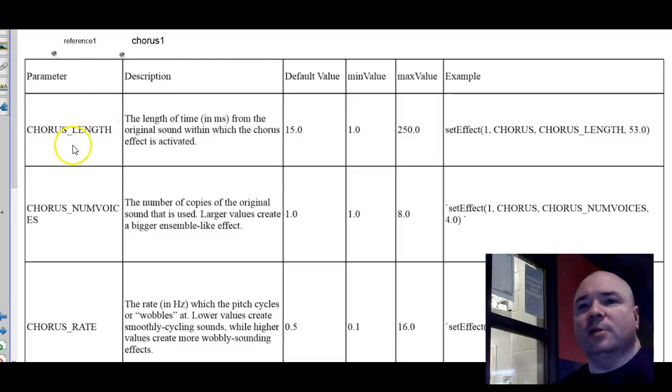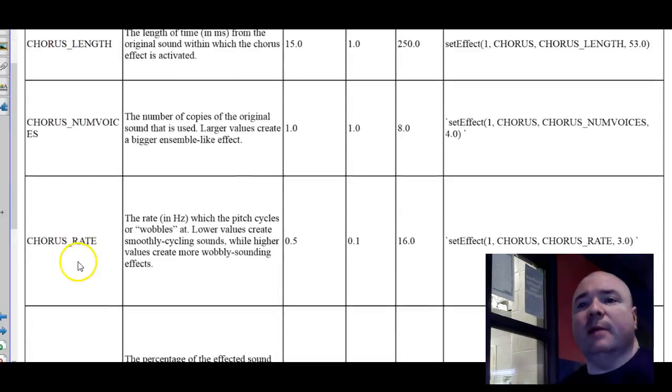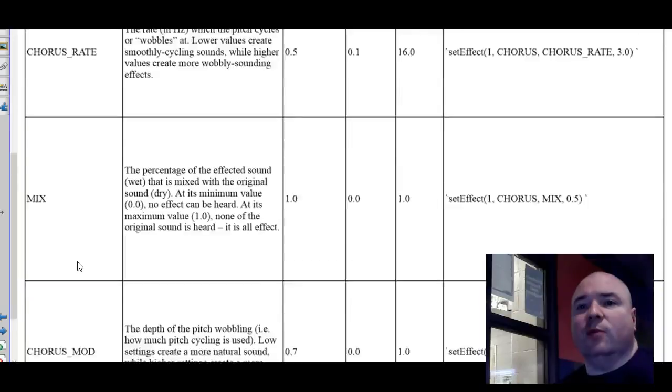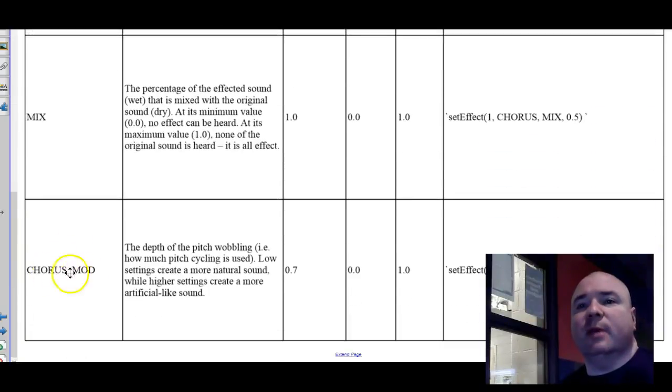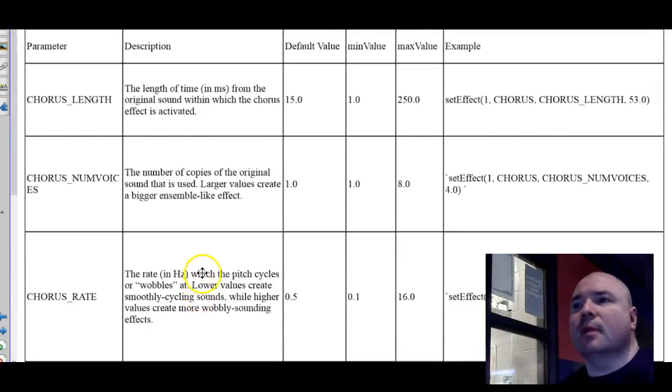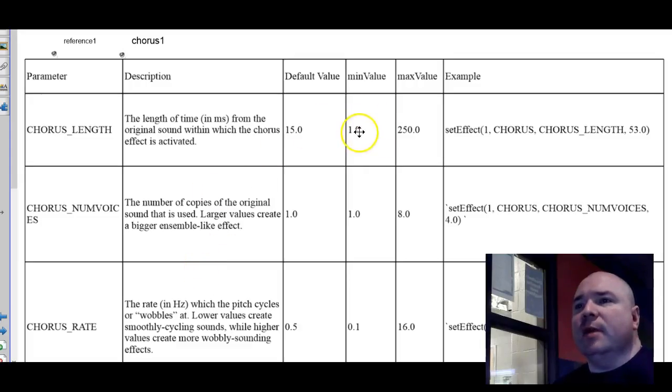So here's our parameters. We can choose the length, we can choose the number of voices, and we can choose the rate, and of course mix. But then we also have chorus mod, which changes the pitch of the wobble. In other words, how much pitch in the cycling will be used. Low settings, a more natural sound. High settings is how you get that robot sound. We have our minimum and maximum values, and then they give you examples over here.